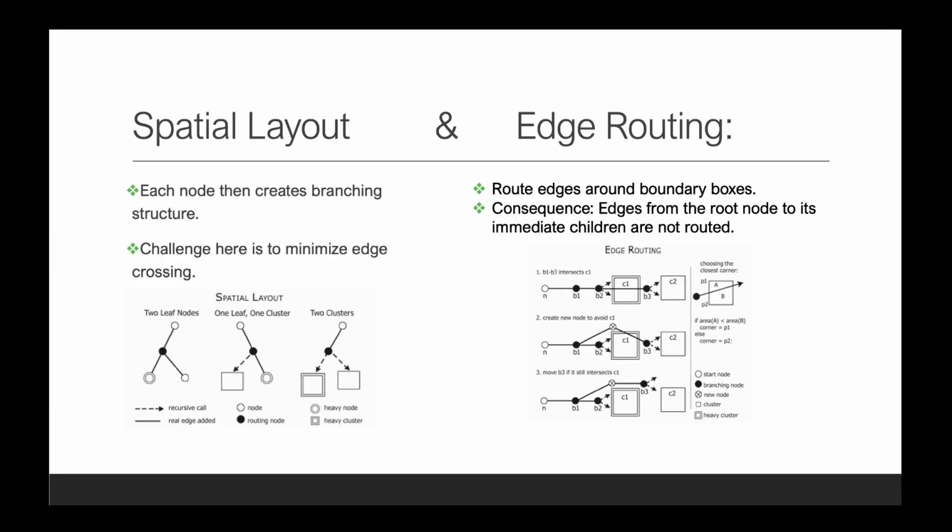Edge routing. Routing edges around boundary boxes is the main aim of this step. There is, however, a consequence. Edges from the root node to its immediate children are not routed.